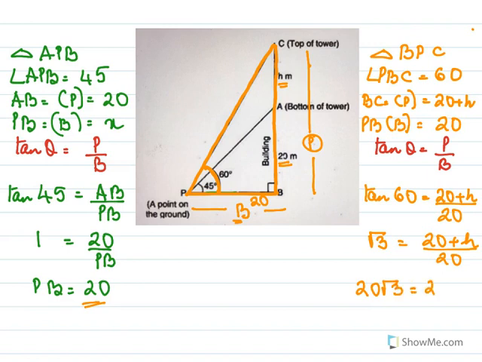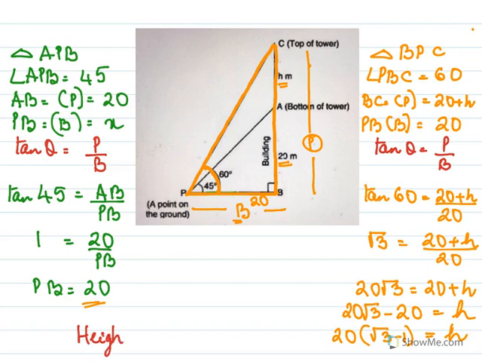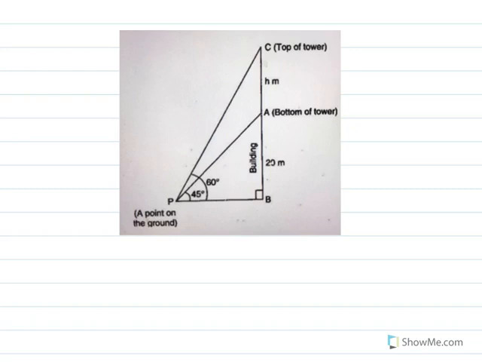You cross multiply: 20 root 3 equal to 20 plus H. Our aim is to find H, the height of the transmission tower. So H is 20 root 3 minus 20. I take 20 common out. 20 times root 3 minus 1 is equal to H. And that's the height of the tower, the height of the transmission tower: 20 times (root 3 minus 1) meters.